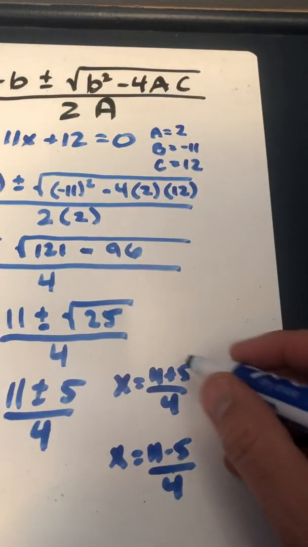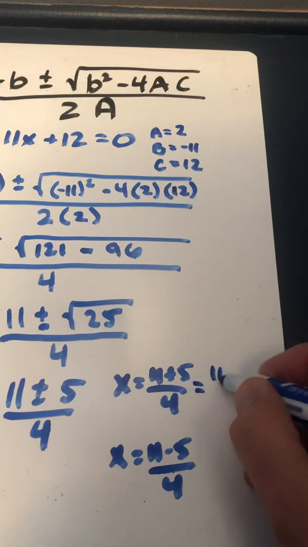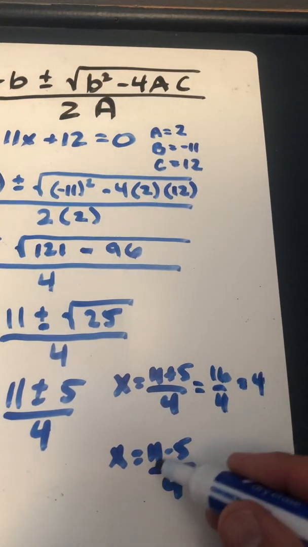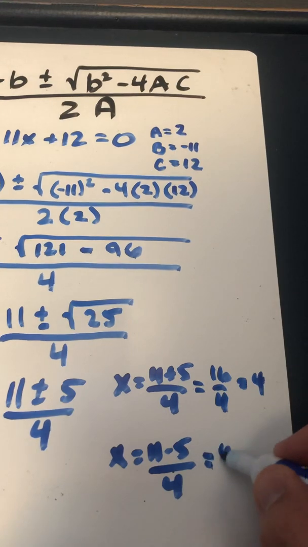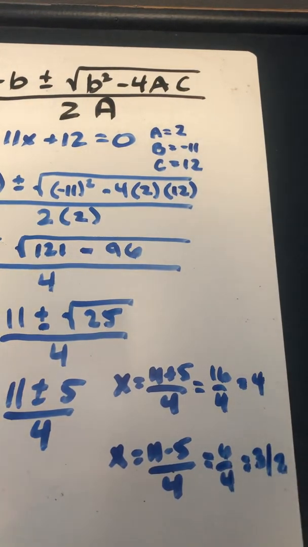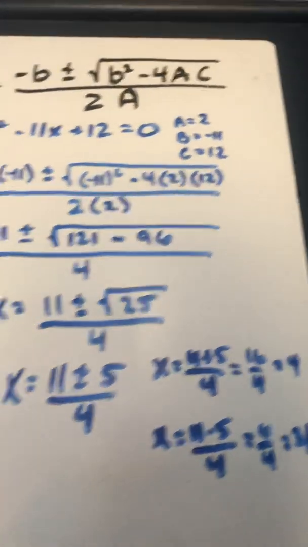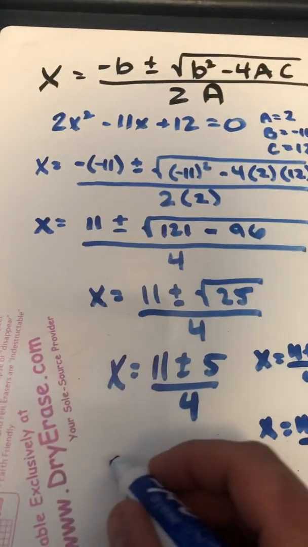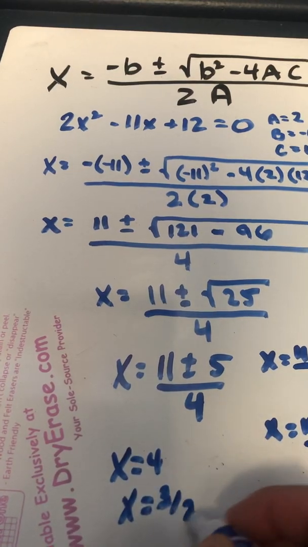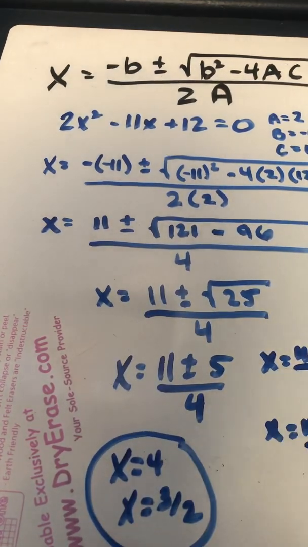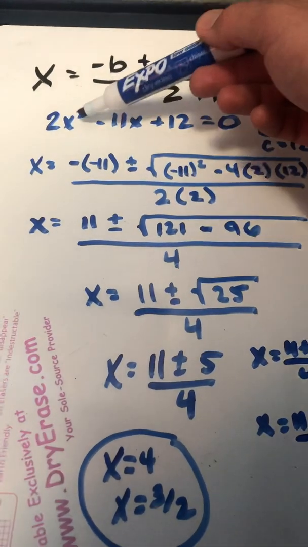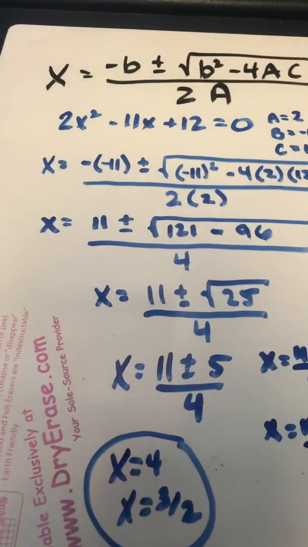11 plus 5 is 16, so this becomes 16 over 4, which is 4. And 11 minus 5 is 6, so this becomes 6 over 4, or 3/2. Those are our two solutions. The solutions to this quadratic equation are x equals 4 or x equals 1.5, which is the same thing as 3/2.